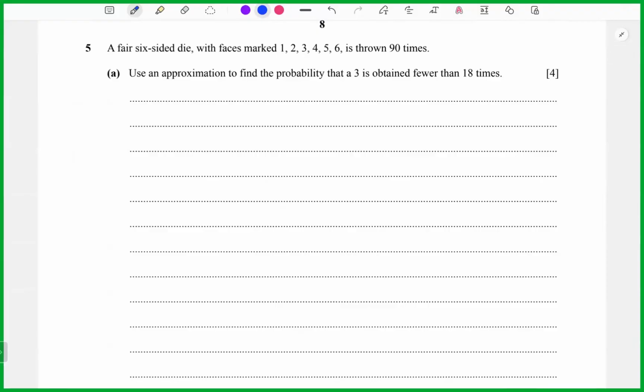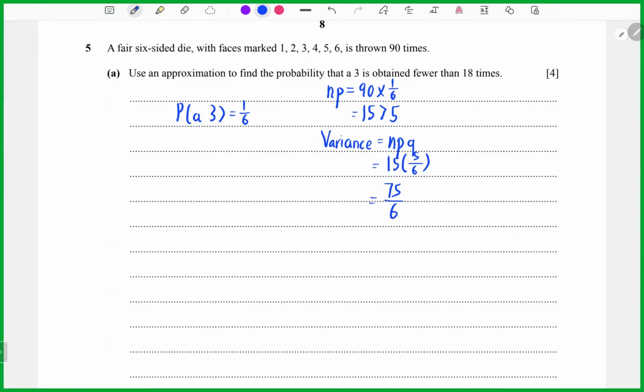Now we'll look at the next question. Use a normal approximation. So now the probability p equals 1 over 6. Now I can see np, what is the value? 90 times 1 over 6, so you will get 15. Yes, it is more than 5. Now you can also find the variance, npq. So you take 15 times 5 over 6, so you will get 75 over 6.